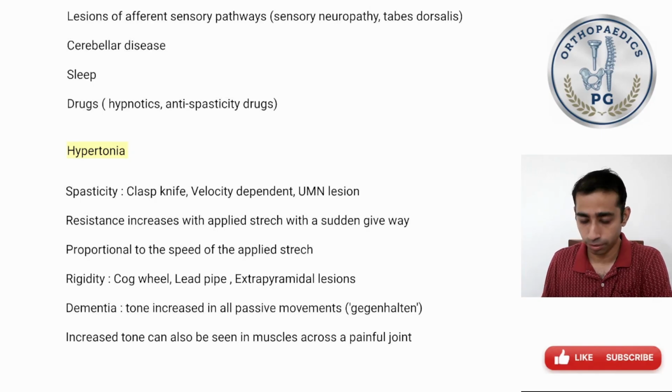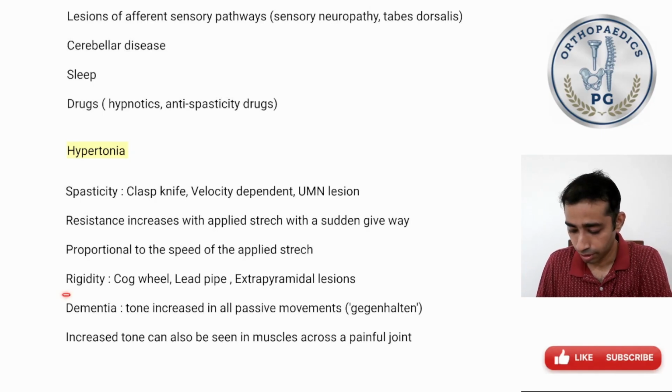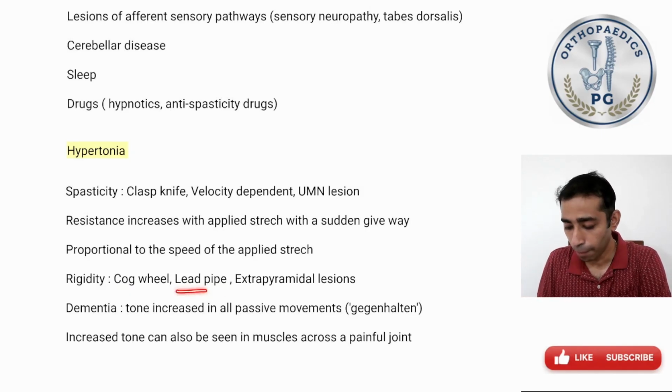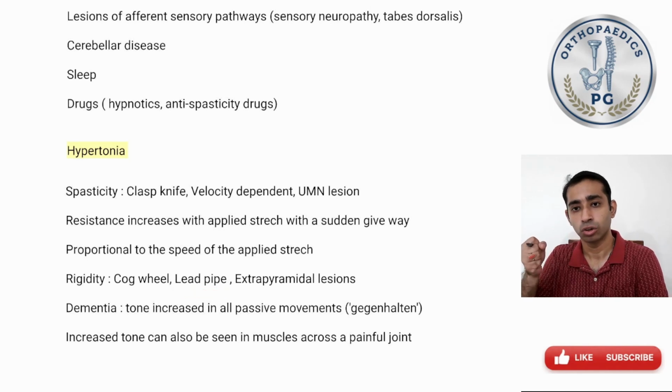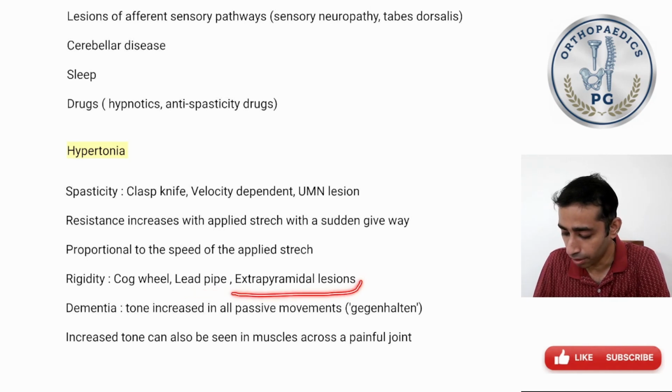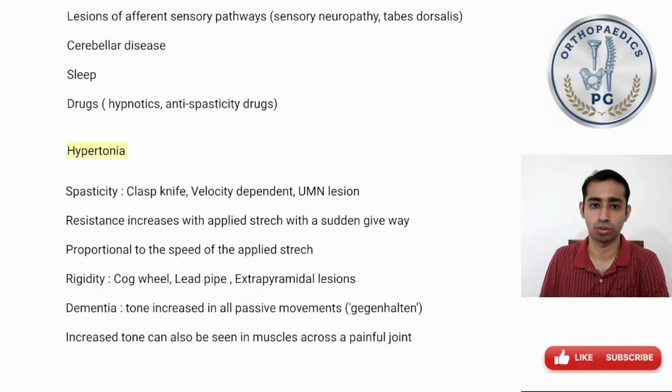The other types of hypertonia are rigidity. Rigidity can be cogwheel or lead pipe. In cogwheel, there are multiple catches and reliefs, like a cogwheel. So there will be an increased resistance, giveaway, increased resistance, giveaway. And in lead pipe, there is an increased resistance throughout the range of motion. Now, these are more commonly seen in extrapyramidal lesions like Parkinsonism.